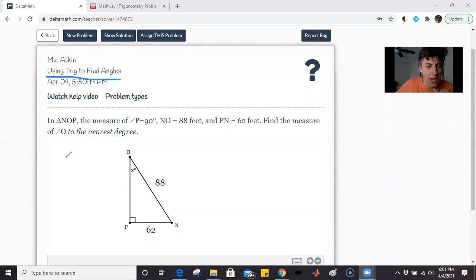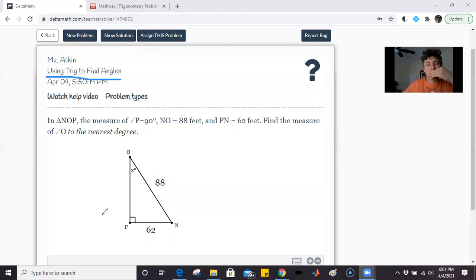Today we're going to talk about using trig to find angles. In this question, we have a triangle NOP. We know the measure of angle P is 90 degrees. We know that side NO is 88 feet, side PN is 62 feet, and we are supposed to find the measure of angle O to the nearest degree, which means the nearest whole degree, which means we'll have no numbers after the decimal point.